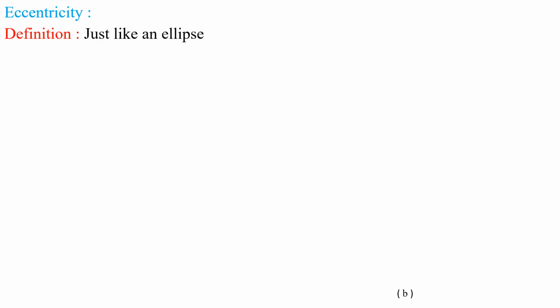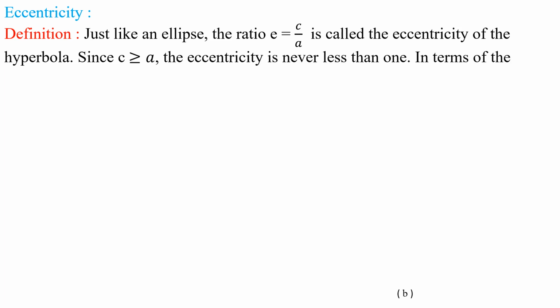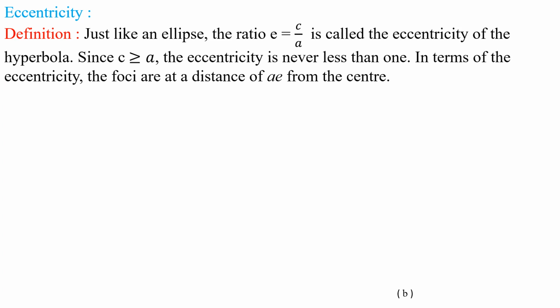Let us see the definition. Just like an ellipse, the ratio e is equal to c by a is called the eccentricity of the hyperbola. Since c is greater than or equal to a, the eccentricity is never less than 1. In terms of eccentricity, the foci are at a distance of ae from the center. Understood this definition? Same as in the case of ellipse.